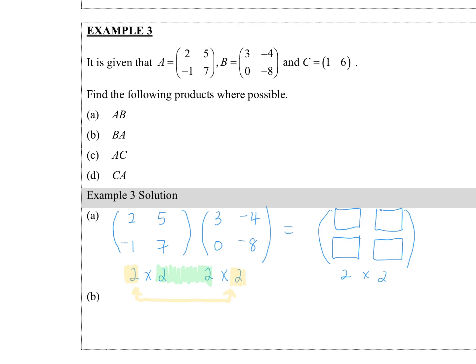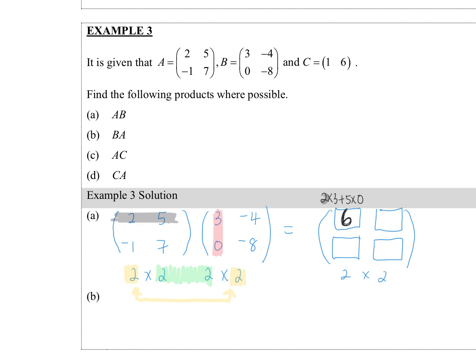So these 4 entries, how to find the first one? I want you to see it as a row first. So I'm going to settle my first row to multiply my first column. This is like the number 7. Can you see that? So what I do is 2 multiplied by 3, and I add it to 5 multiplied by 0. So 2 times 3 plus 5 times 0. This is 2 times 3 plus 5 times 0. So that's why you get the first entry 6.